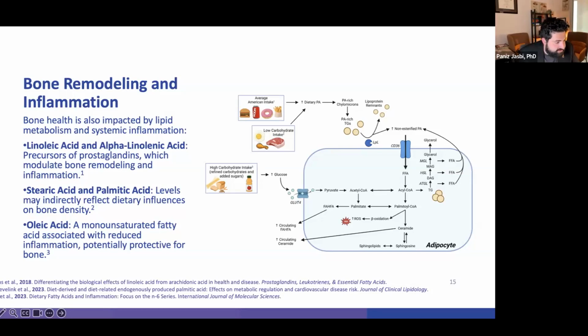They'll have downstream effects, as you can go to this paper here, and this will be the citation number 2, published in the Journal of Clinical Lipidology. You can go to this paper and see the downstream effects it has. But basically, this is looking at both the average American intake, a low carb intake, and high carb intake. This is one dietary preference that will significantly modulate inflammation that will lead to enhanced bone resorption.